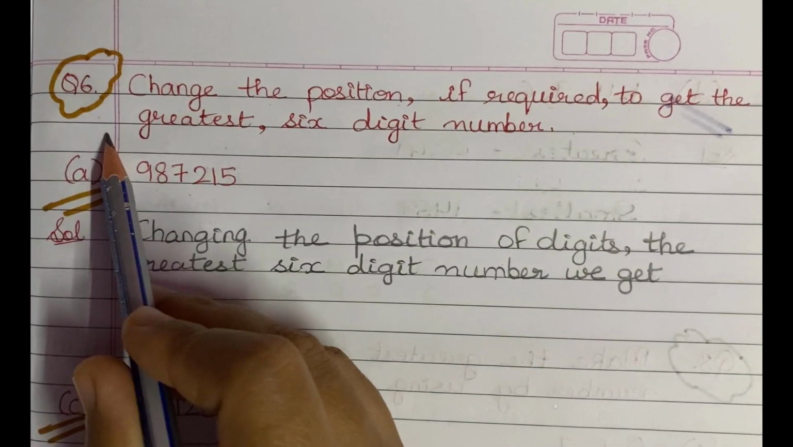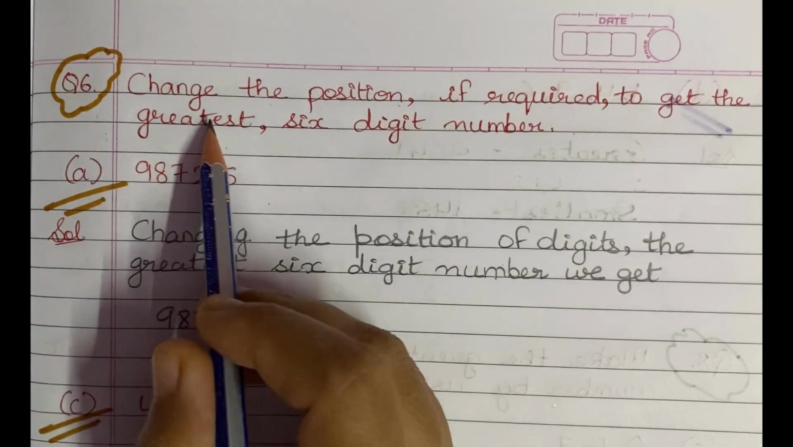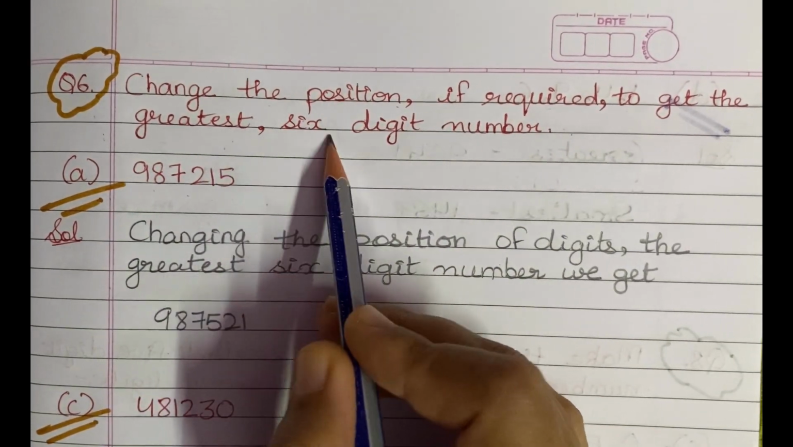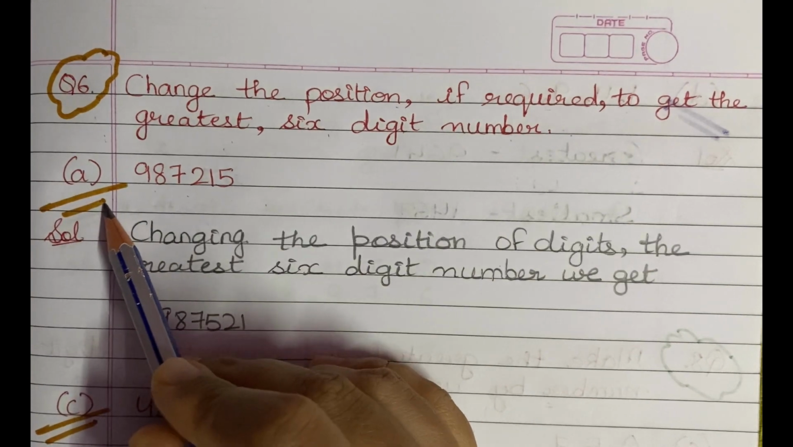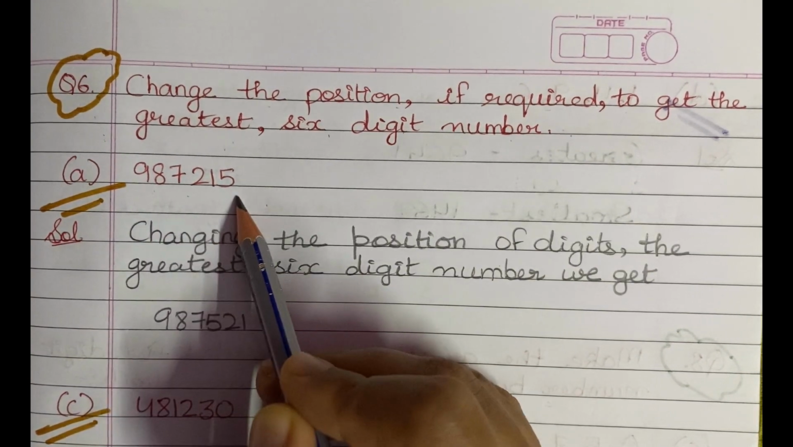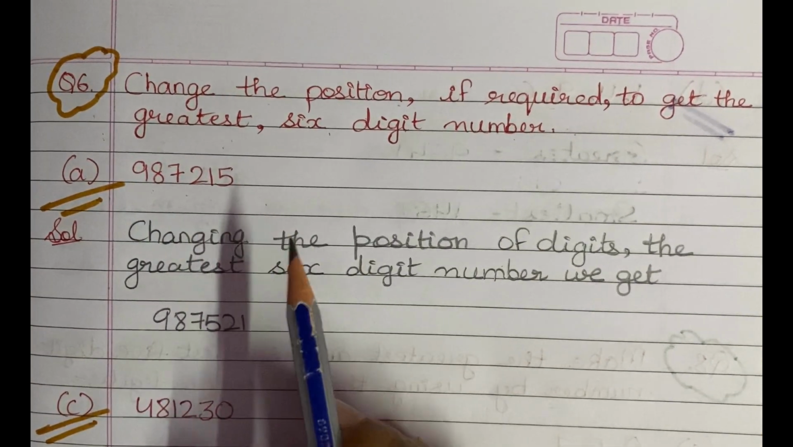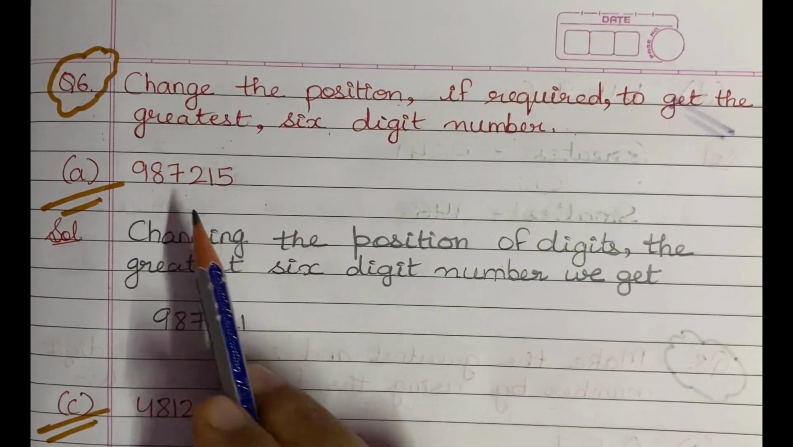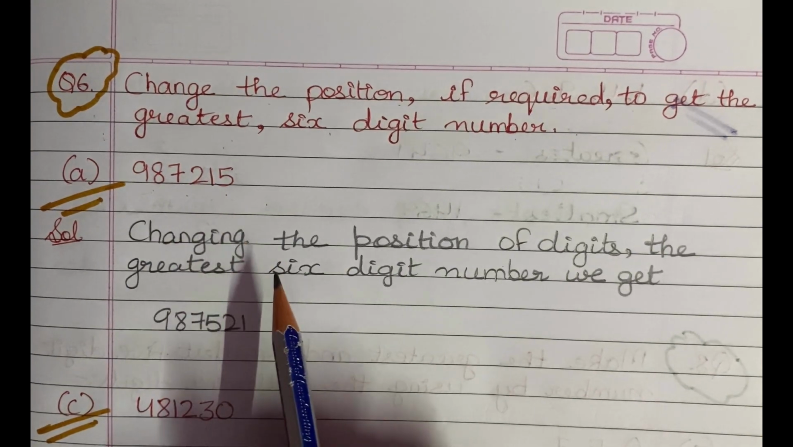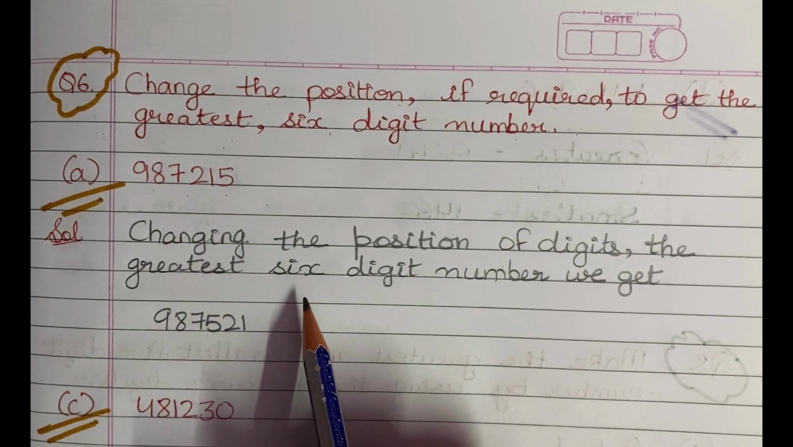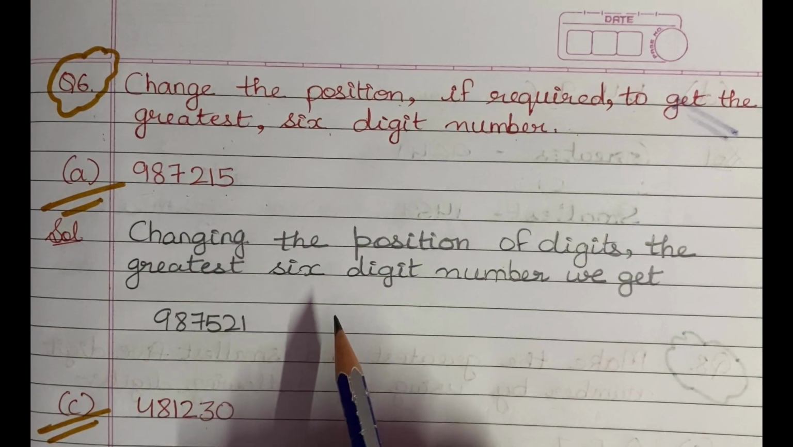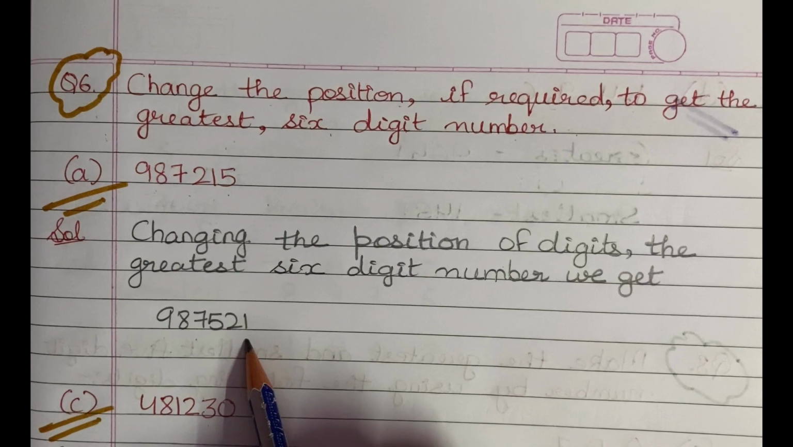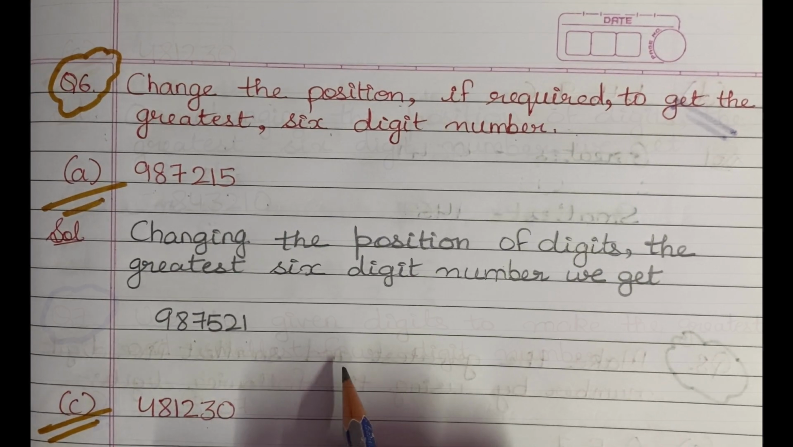Next is question number 6, and question number 6 says that change the position if required to get the greatest 6-digit number, and A part says that 9,87,215. Now students, since we want to write down the greatest 6-digit number, so we will write these digits in descending order, and on writing these digits in descending order we will get our number as 9,87,521. Hopefully it is clear to you.